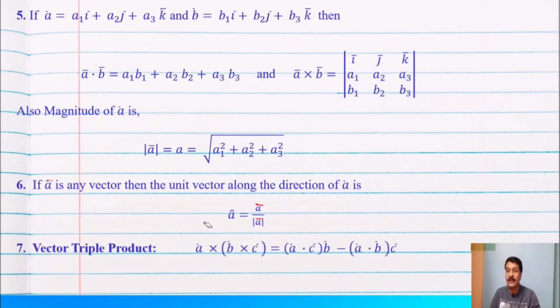Throughout this chapter, when we have two cross products, for example, here there are 3 vectors, A cross B cross C, where A, B, C are the vectors, then that is equal to A dot C into B minus A dot B into C. It is known as the vector triple product. So these things we have to remember without fail.